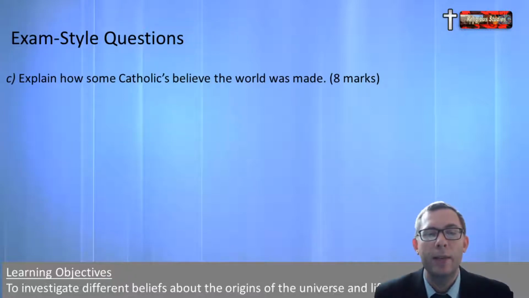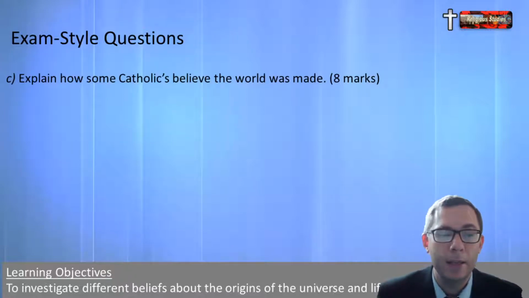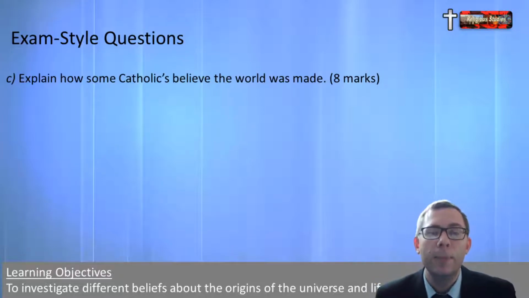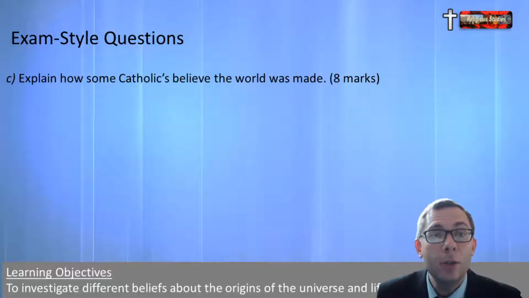Okay, so this is our final thing then. It's our exam question. It's a C question. It's worth 8 marks, so it needs 2 paragraphs. I suggest that you use point, evidence, explanation and change. However, it's entirely up to you how you want to do it, but you do need 2 quotes or 2 sources of authority in there as well.